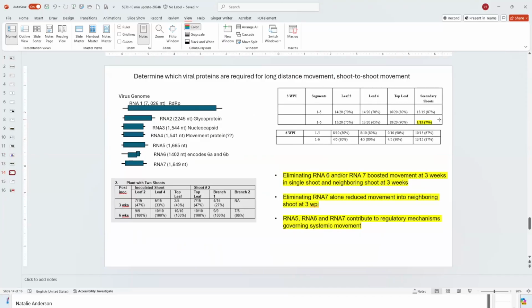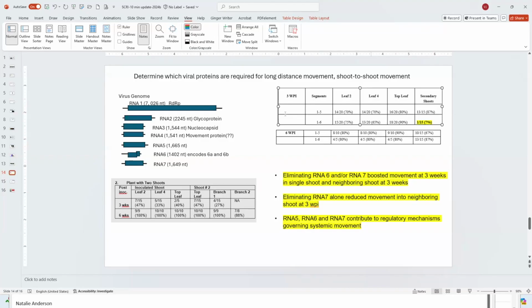In the top leaf, you get at 3 weeks, 90% of the plant's infected. At 6 weeks, about 80 to 90% in the top leaf. The secondary shoot, in the absence of RNA 7, has much lower systemic infection at 3 weeks, and then it continues to increase at 6 weeks. So movement from one branch to another branch is slowed by the absence of RNA 7.